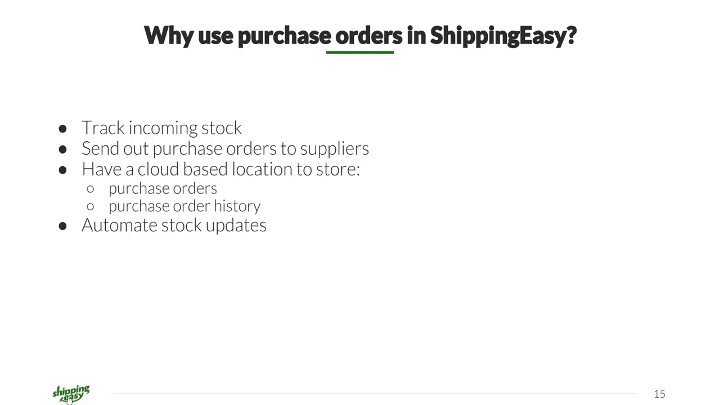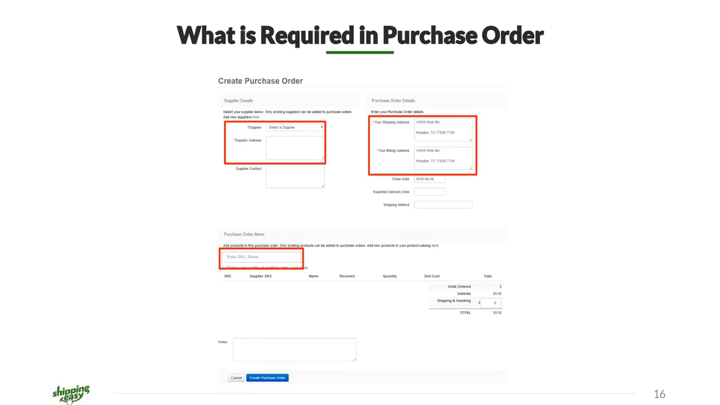So now that brings us to purchase orders. I know we mentioned that for supplier setup, the only thing you need is the supplier name. Well, purchase orders do have a few more requirements.